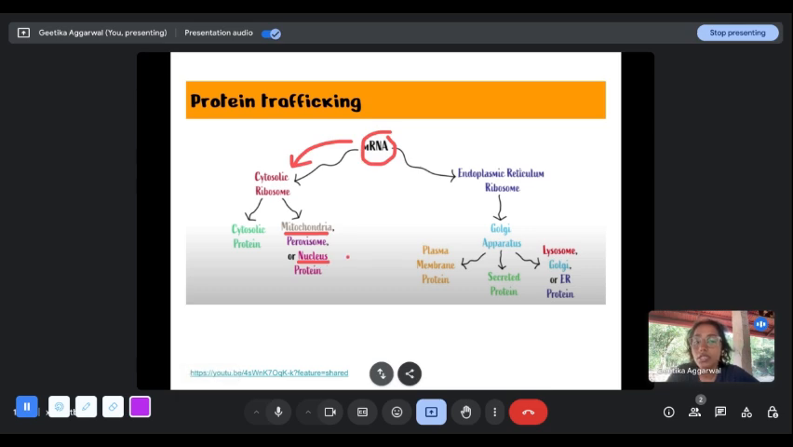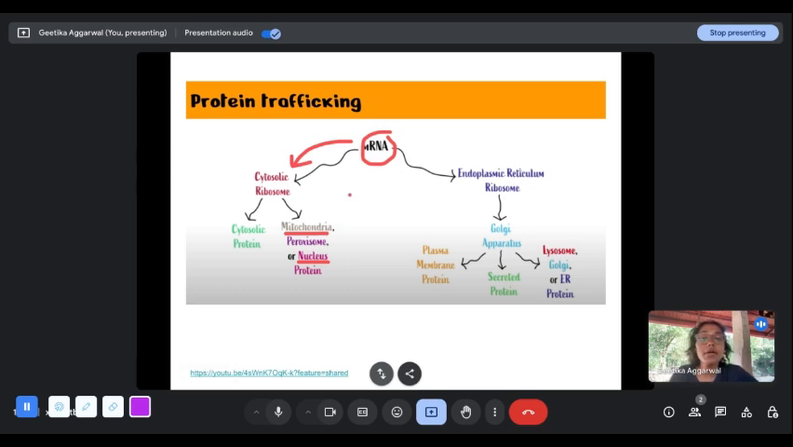All of these places are within the cell, so the protein does not get transported out of the cell, unlike those glands which are secreting protein out of them. So the protein that gets formed by the cytosolic ribosome has two fates. As I mentioned, it will either become a cytosolic protein and stay within the cytosol, or it can be transported to the mitochondria or the nucleus.